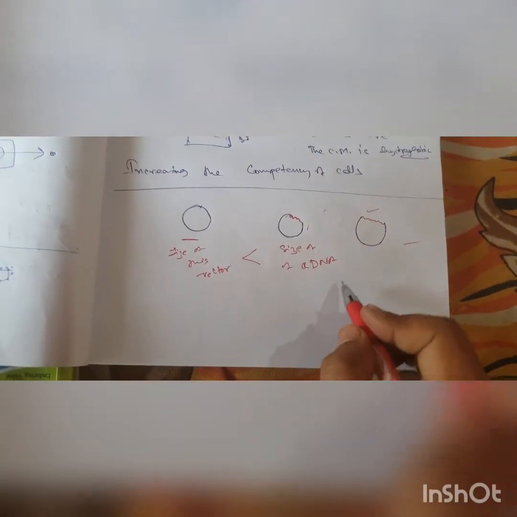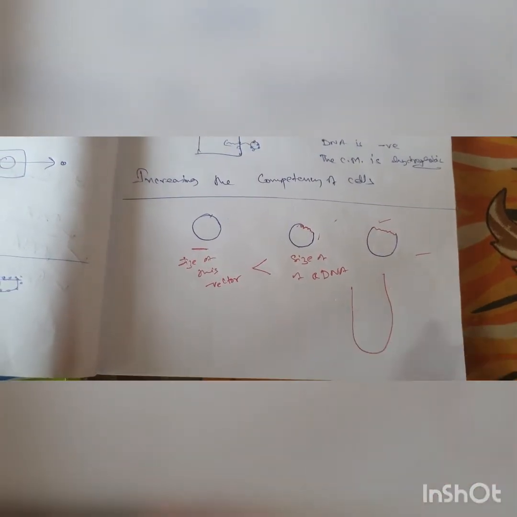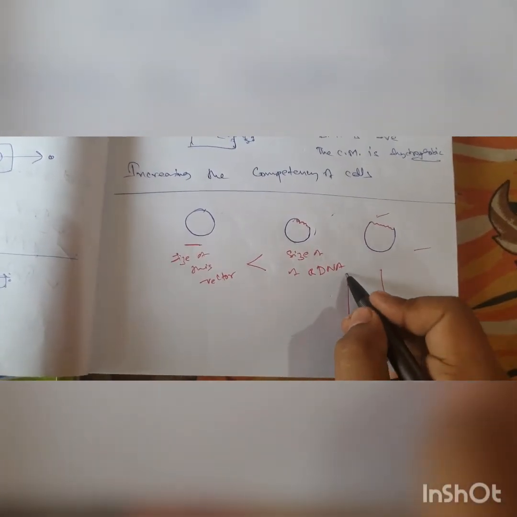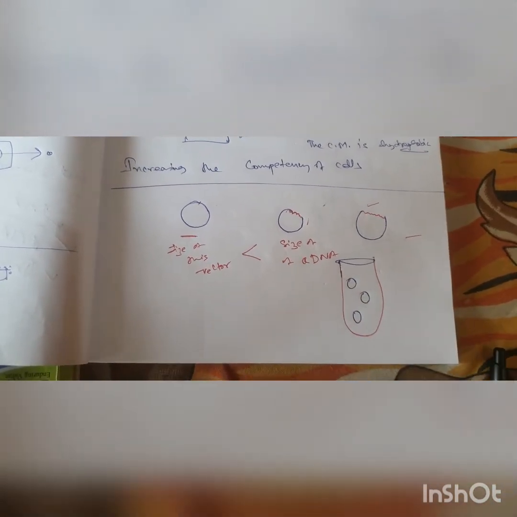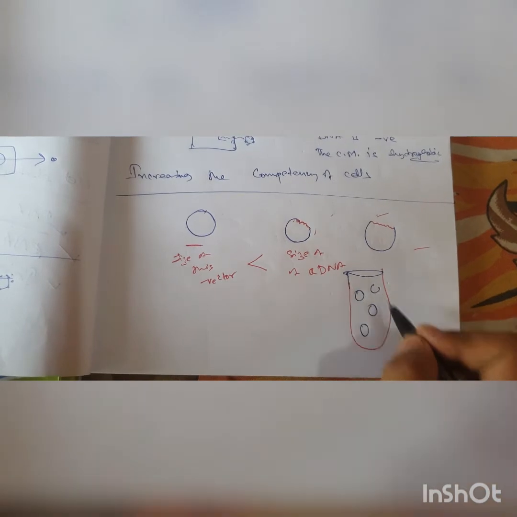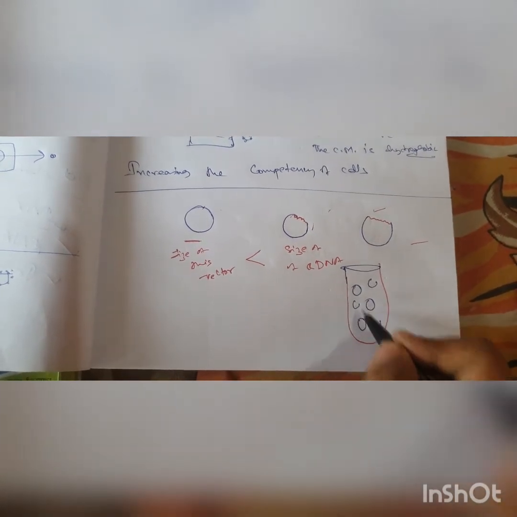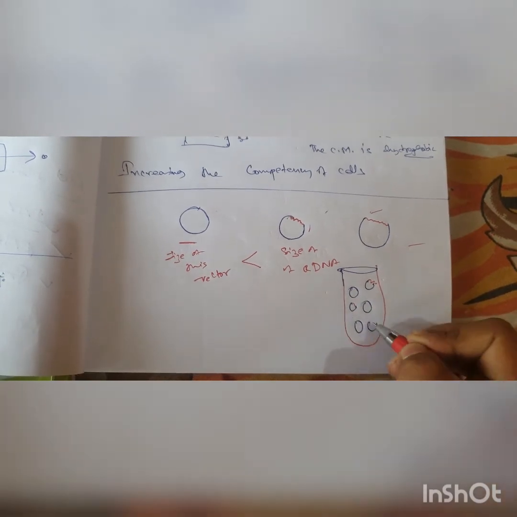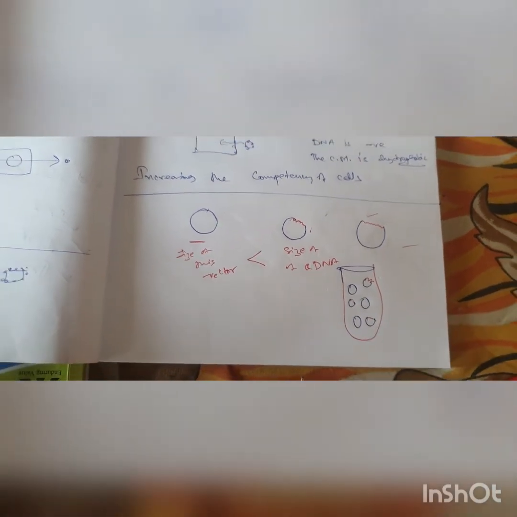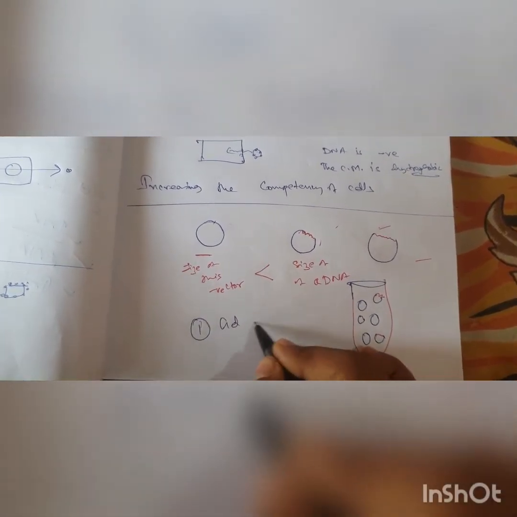So if in a solution there are vectors and also there are recombinant DNAs, okay, these are the recombinant DNAs, there are vectors and the recombinant DNAs. How can you separate them? You can separate them, first thing is by gel electrophoresis, yes or no?